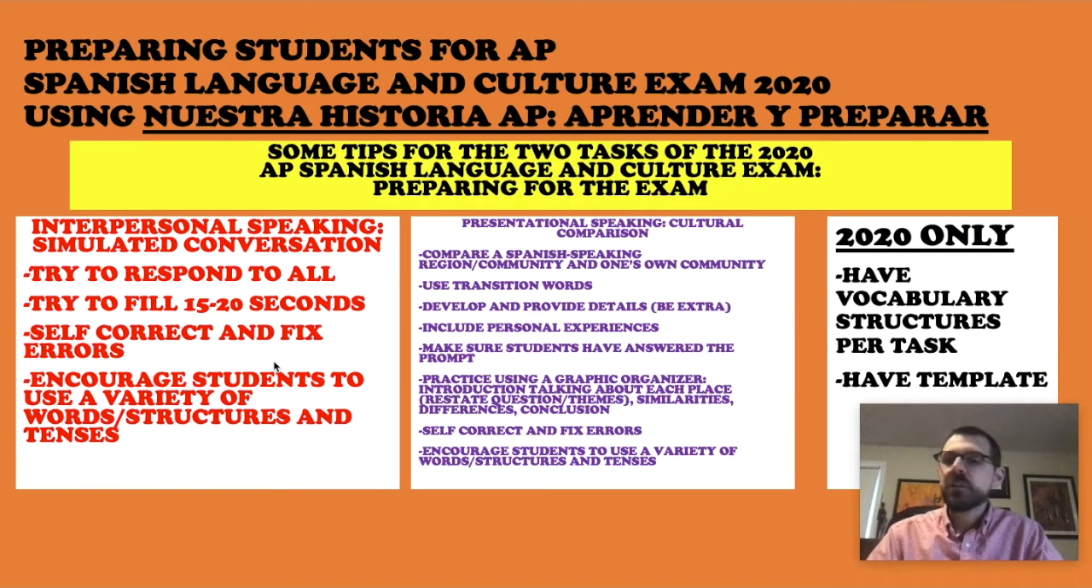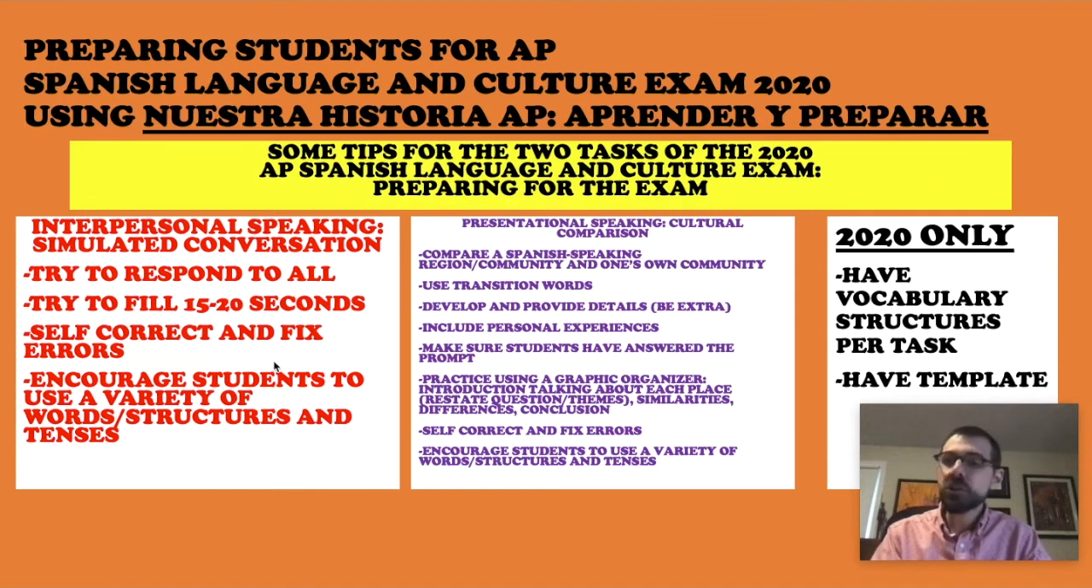But what does that mean? So for a presentational 2-minute experience, they should make an introduction, talk about each place and each community that they're going to compare. They should restate the question and the themes in some way that gives meat to their presentation. They should talk about the similarities amongst the two places, then go into the differences.